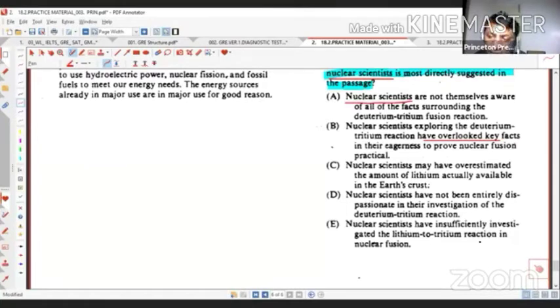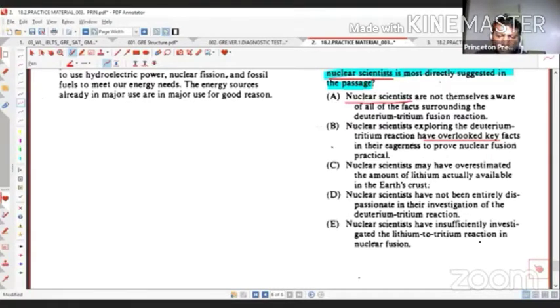Have not been entirely interested. Not interested. No. Disinterested is unbiased, and uninterested is not interested. That's different. It can mean dispassionate, neutral. They don't have any bias towards anything. Nuclear scientists have not been entirely unbiased. They can also be unbiased in there.